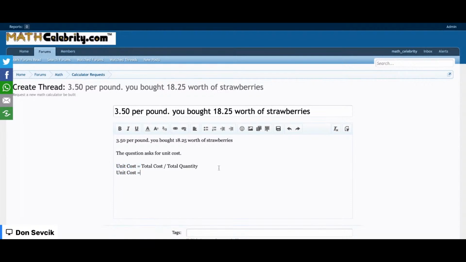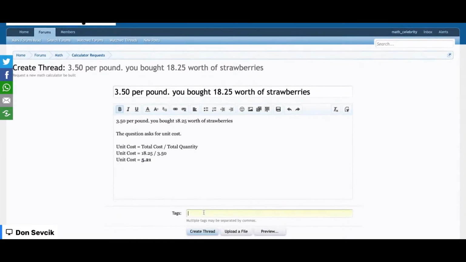I'll just do this here. 1825 divided by 350. I'm going off camera real quick to bang this through the calculator. All right, this means unit cost equals this, but we're going to round. So, dollars and cents, 4 is not 5 or greater, which means we round down and we get this unit cost.